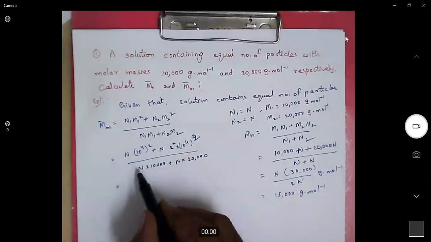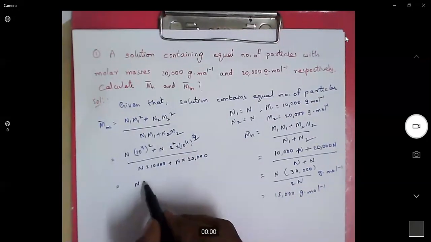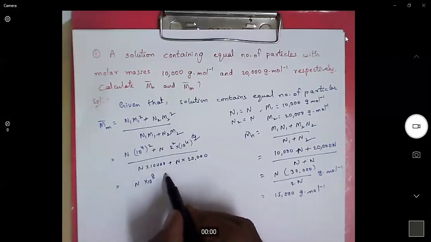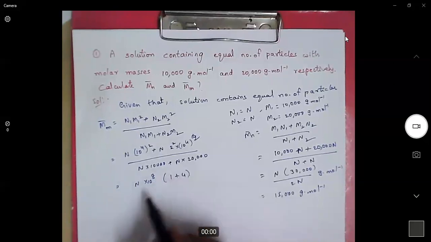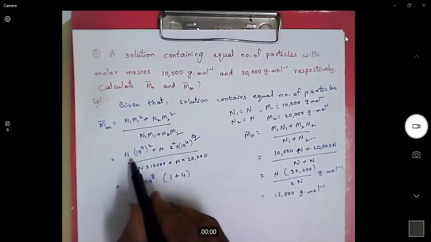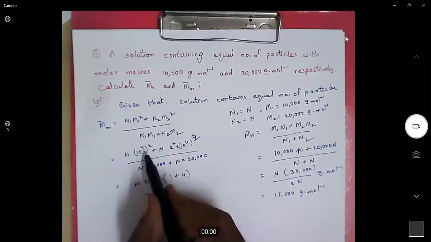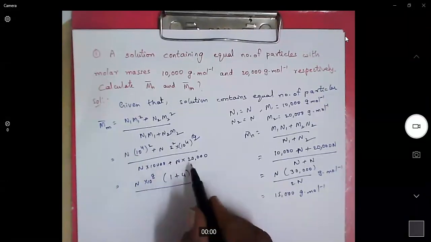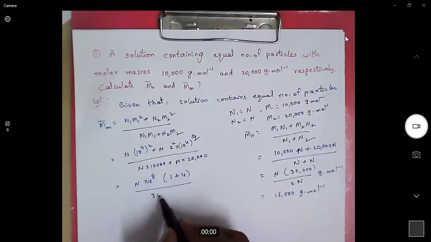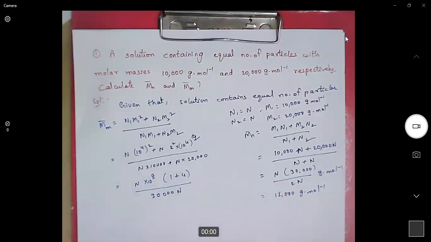So here N is a common term, and 10 power 8 is a common term. So 1 plus 4, 2 square, it is 4. Here we don't have anything else. So N into 10 power 8 times 1 plus 4, divided by 30,000 N, that is 10,000 N plus 20,000 N. So total 30,000 N. N will get cancelled.